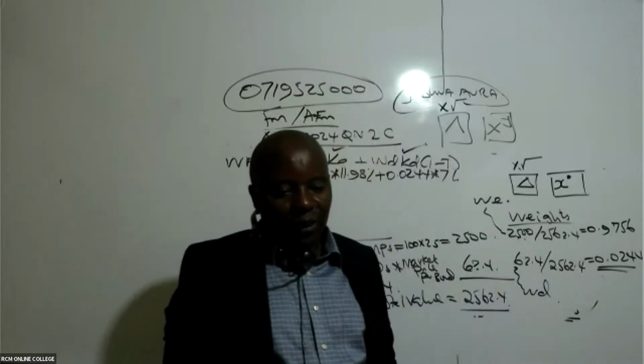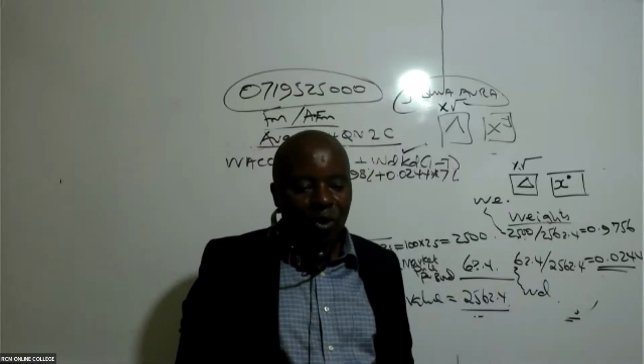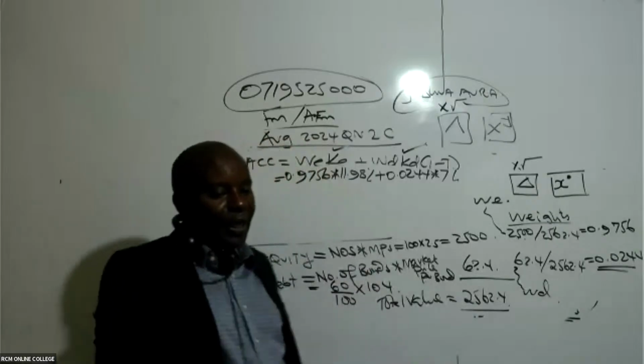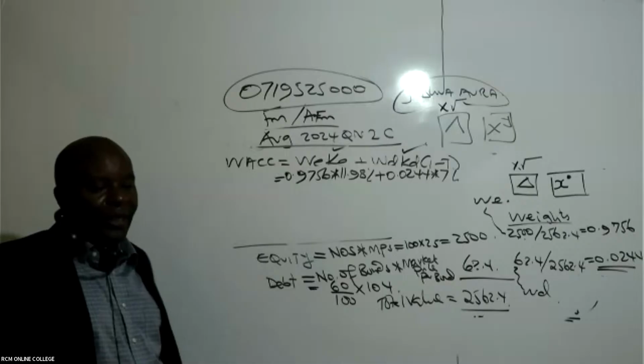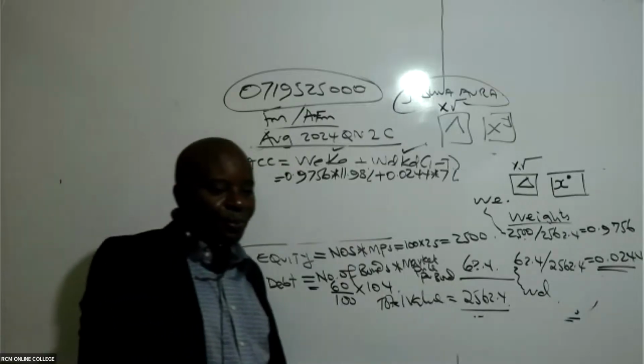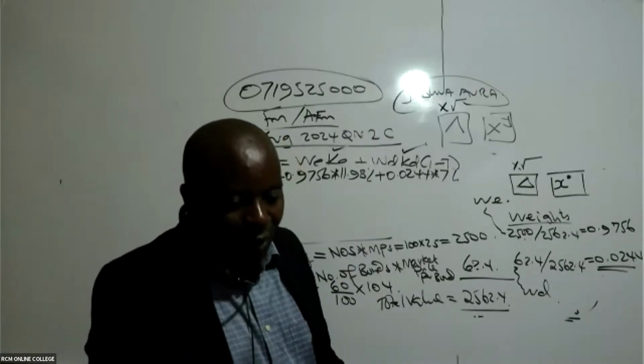Weighted average cost of capital. I hope this 11.98 is correct, and I hope you guys are able to see where we got it from.